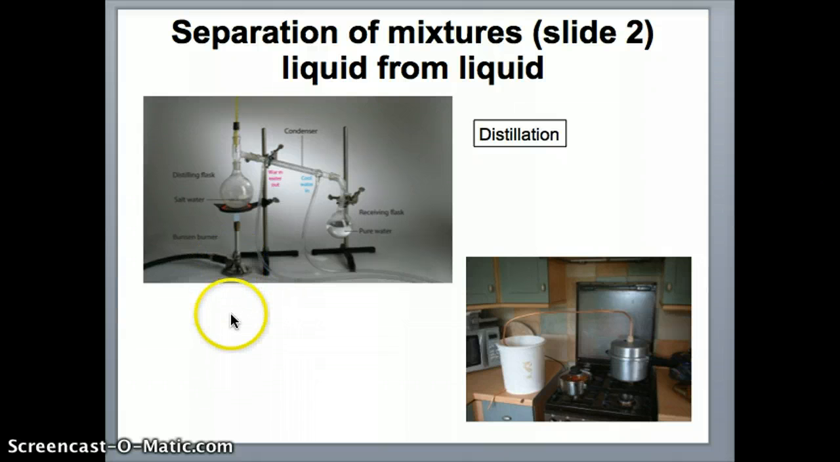The idea here is that ethanol, or drinking alcohol, and water have different boiling points. So they boil at different temperatures. If I heat up the mixture containing both the alcohol and the water, one of the substances will boil first. In this case, the alcohol will boil first because it has a lower boiling point. It boils at about 78 degrees or so.